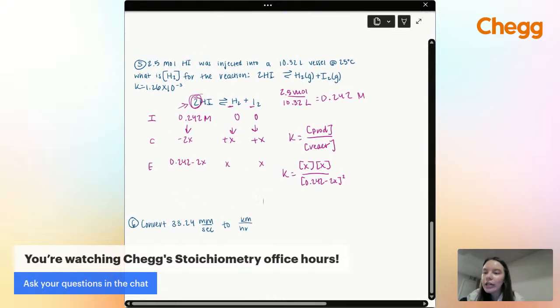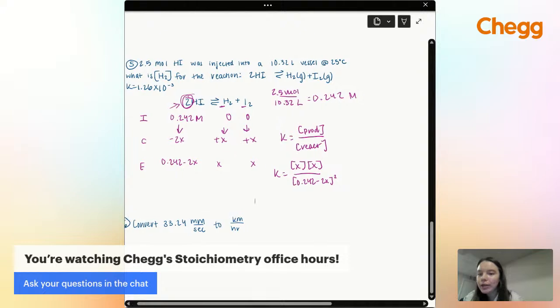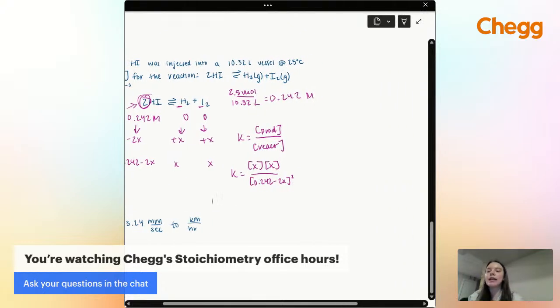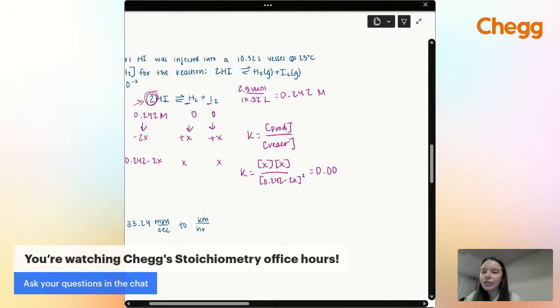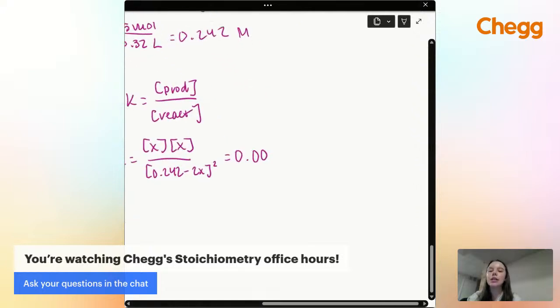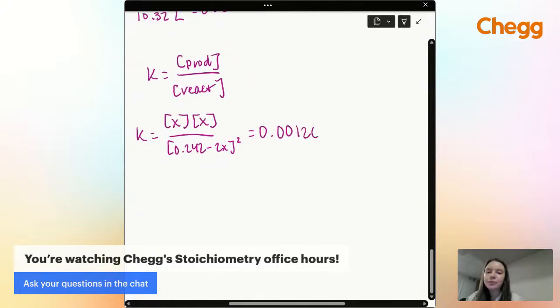Now, for our K, we have 1.26 times 10 to the negative 3. I always find it's easier just to write it in regular form and not in scientific notation when it's just that small. Okay, now we want to figure out, so this is the KEQ calculation with exponents, and then we're also going to use the quadratic formula. So what I'm going to do is I now want to solve for x. We're going to do a little algebra.